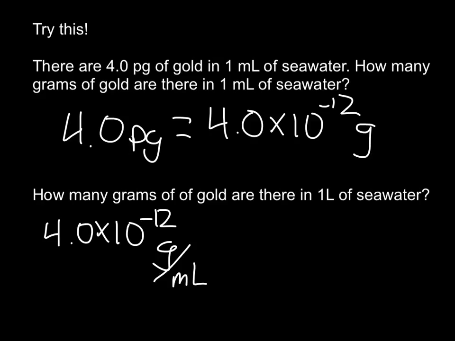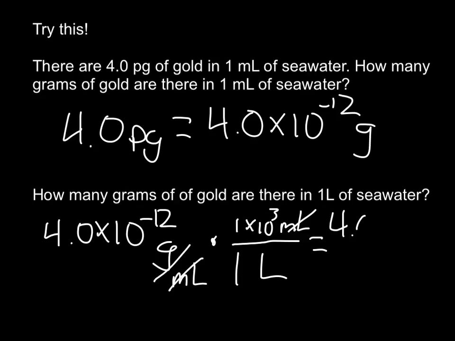Now I'm going to change that to liters. So what I want to do is multiply it by a conversion factor. In this case, I want to get rid of milliliters. So I know this: there's 1 times 10 to the third, that's 1,000 milliliters in 1 liter. If I look at my units, the milliliters cancel each other out, and I end up with grams per liter, which is what I want. As I do this, I just go 4 times 1, that's 4.0, times, and then I'm going to add my exponents because I'm multiplying them. So negative 12 plus 3 gives me 10 to the negative 9th grams per liter.